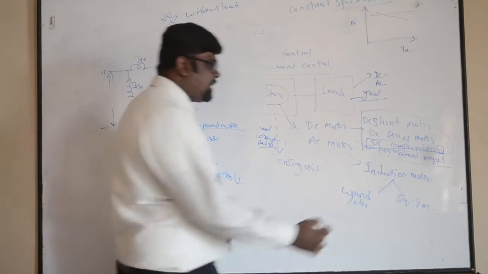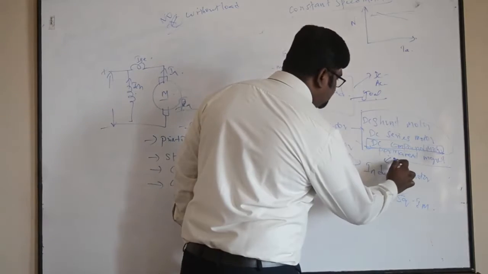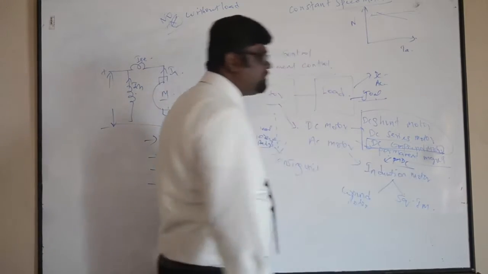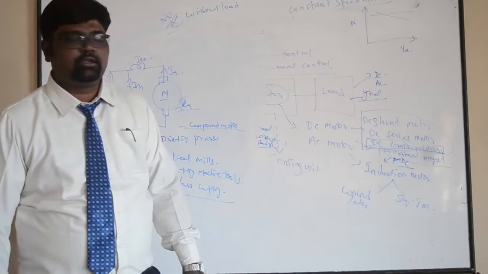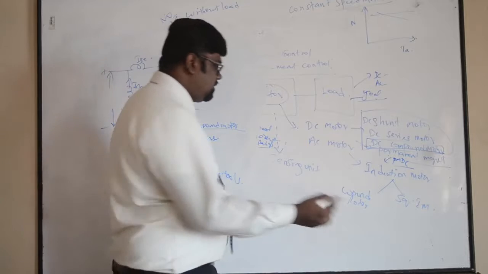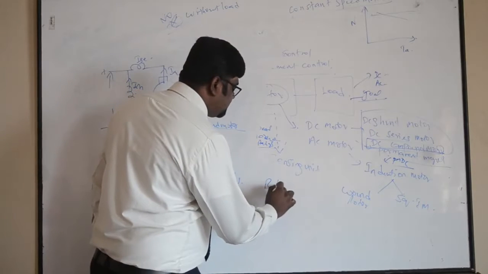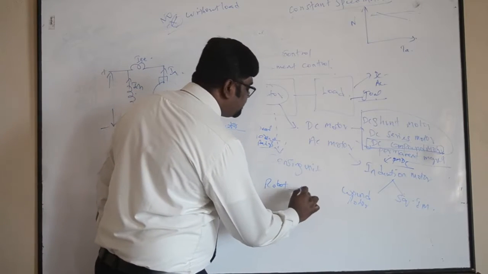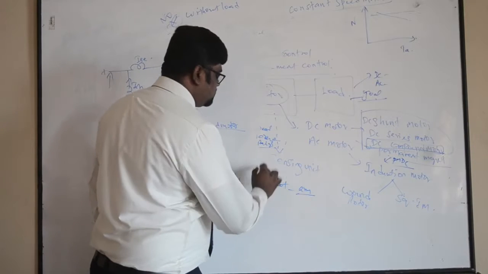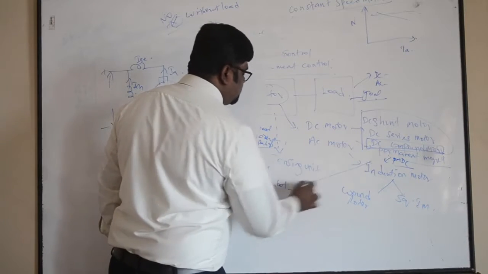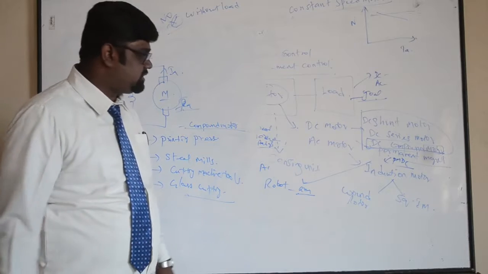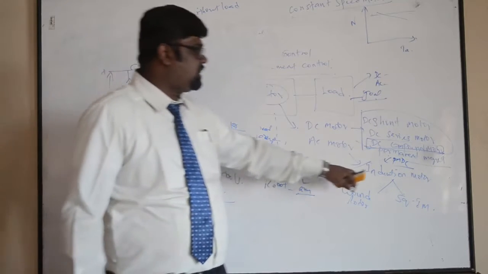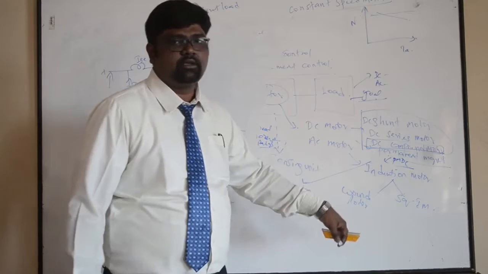Even the permanent magnet DC motors, PMDC motors, can be used for low power applications, such as robot sensing or a robot arm. So these are the applications of the PMDC, robotic arm principles. Next, we will see about the AC machines.